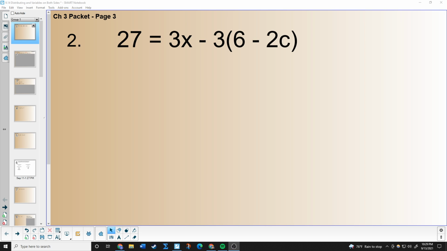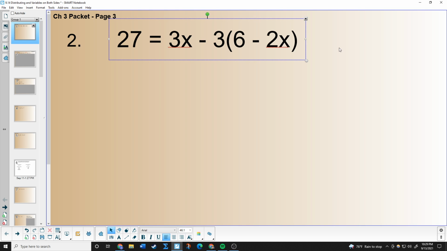The main topics that we're going to be talking about are solving multi-step equations, and then also solving equations where variables are on both sides. Now, one of the things we're going to have to be covering is distributing. So here in this problem, we have 27 equals 3x minus 3 times the quantity of 6 minus 2x. Oh, actually, this should probably be both x's.